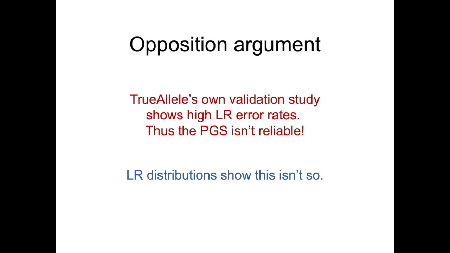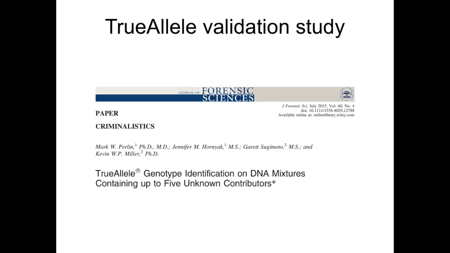I should point out that this argument is the key feature of Thompson's rebuttal to the response that Mark and I and Nasser wrote. He recapitulates the whole argument, but he doesn't mention the problem. So here's the argument. TrueAllele's own validation study shows high log LR error rates, therefore it's not reliable. Well, LR distributions show this isn't true.